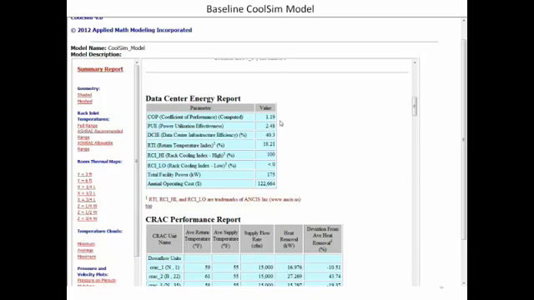PUE we'll discuss in a moment. I'll go over each one of these for you, DCIE. But let's just leave for now the fact that we'll come back to these metrics, and that this one is running quite poorly. And it is running poorly because it has way too much airflow.